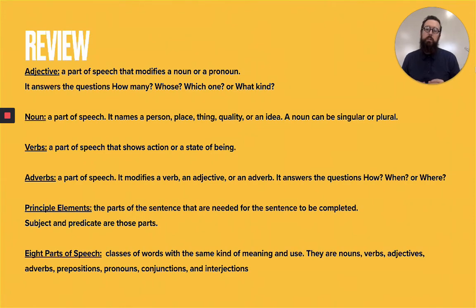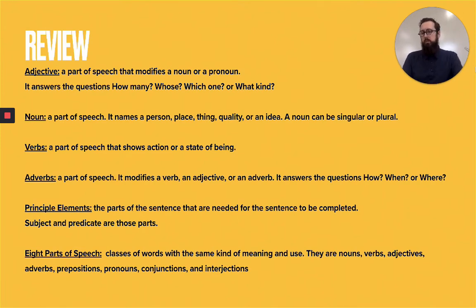A verb is a part of speech that shows action or state of being. Adverbs, which we learned about in our last chapter, is a part of speech. It modifies a verb, an adjective, or an adverb. It answers the question how, when, or where. Then we have principal elements. Those are the parts of a sentence that are needed for the sentence to be completed. Subject and predicate are those parts.